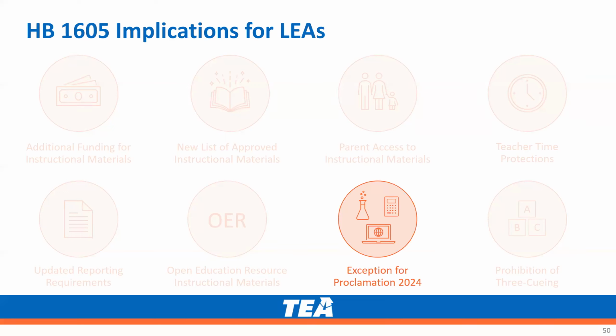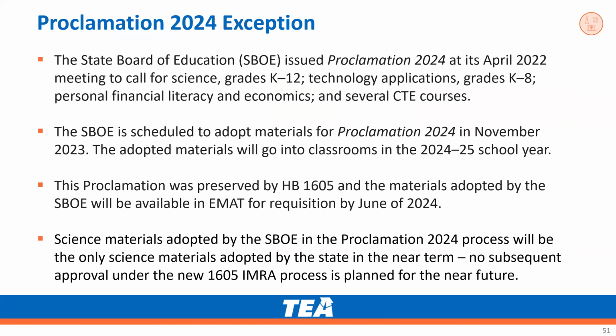So I mentioned earlier that House Bill 1605 has an exception for Proclamation 2024. Essentially, Proclamation 2024 got started in April of 2022, and the legislature recognized that many of these materials have already gone through an intensive review. The board was due to adopt these materials in November of this year and the legislature didn't want to confuse the field.